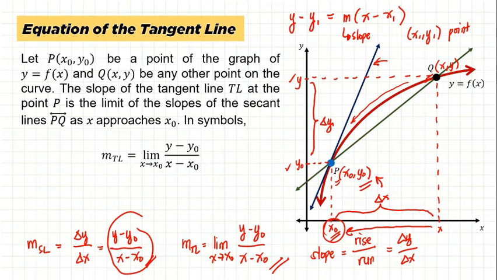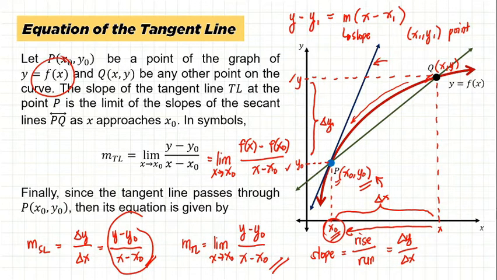Now, if your function is in terms of f of x, like this one, you can just change y into f of x. So we will have the limit of f of x minus y sub o, which is just the value of the function at x sub o. So that will be f of x sub o all over x minus x sub o as x approaches x sub o. So they are just the same formulas. And also, since the tangent line passes through P with coordinates x sub o, y sub o, then its equation is given by this one.